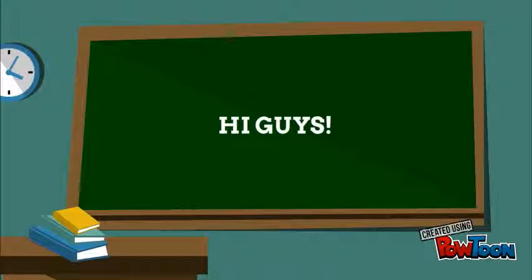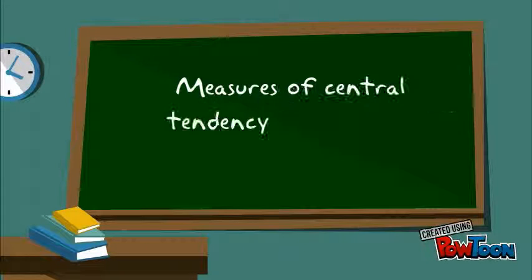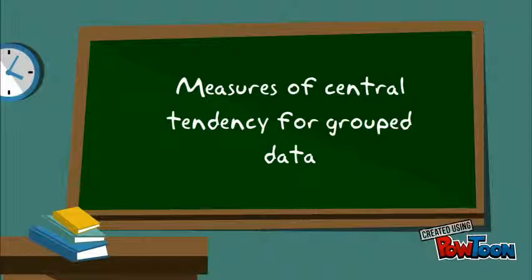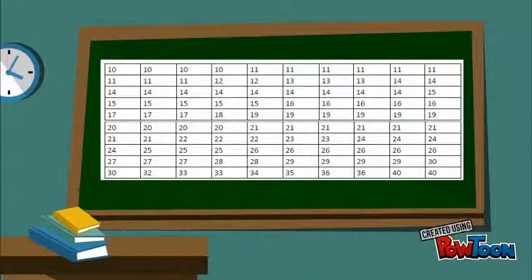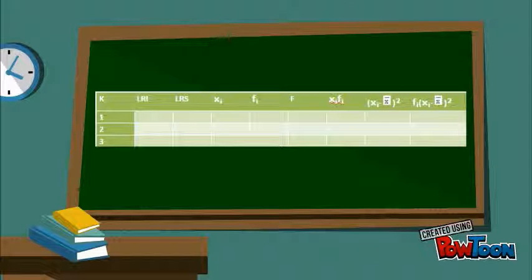Hi guys, I'm going to talk about the measures of central tendency for group data. Let's begin. This will be our exercise. This data corresponds to goals scored by the Mexican league champion from 1943 until 2010. We need to find the mean, median, and mode from the scored goals given in the next table.